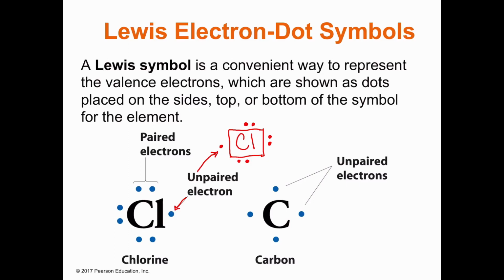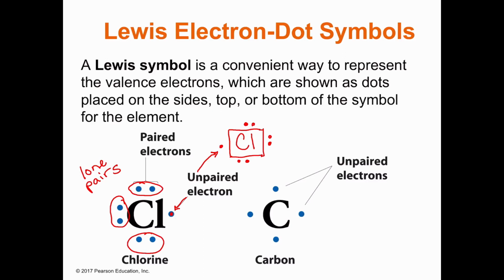But either way that you've drawn it, you have 3 sets of paired electrons. These are also sometimes called lone pairs. Okay, so we have 3 lone pairs or 6 paired electrons, and then in both of these depictions we have 1 unpaired electron, and the unpaired electrons are the electrons that are going to be available for bonding. So here, since chlorine has 1 unpaired electron, it's going to be able to make 1 bond.